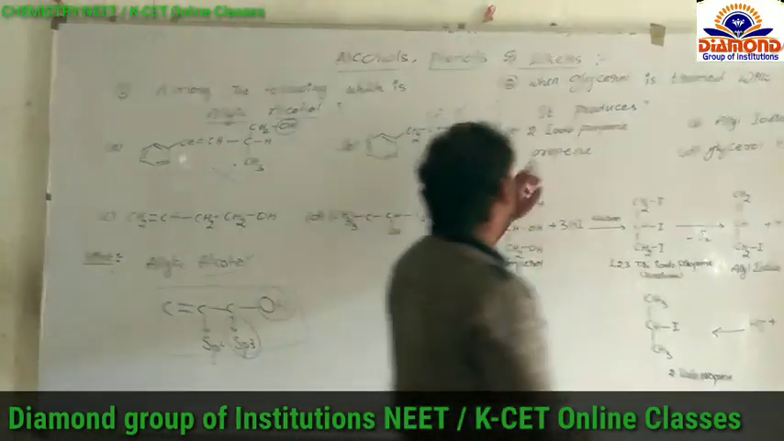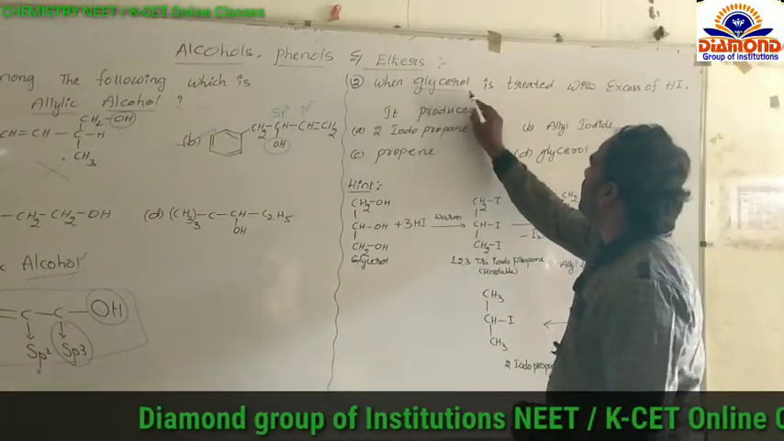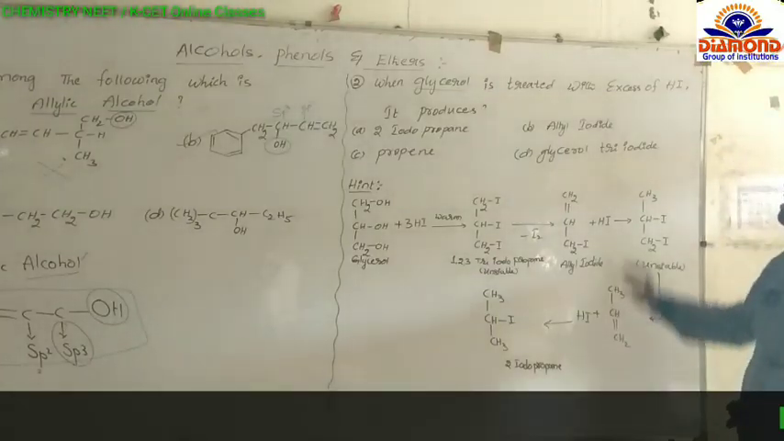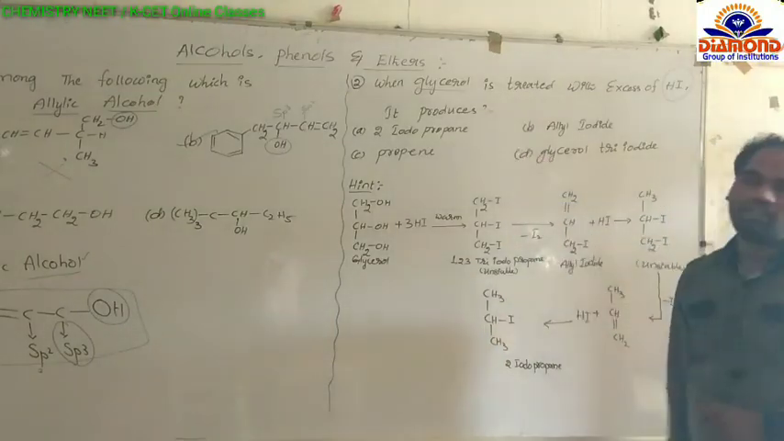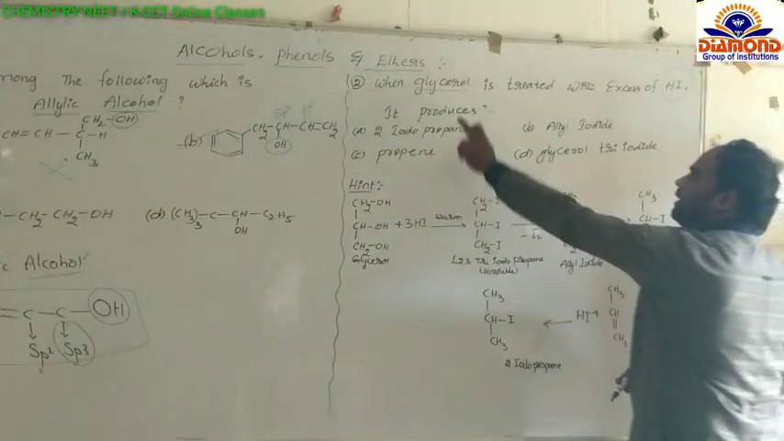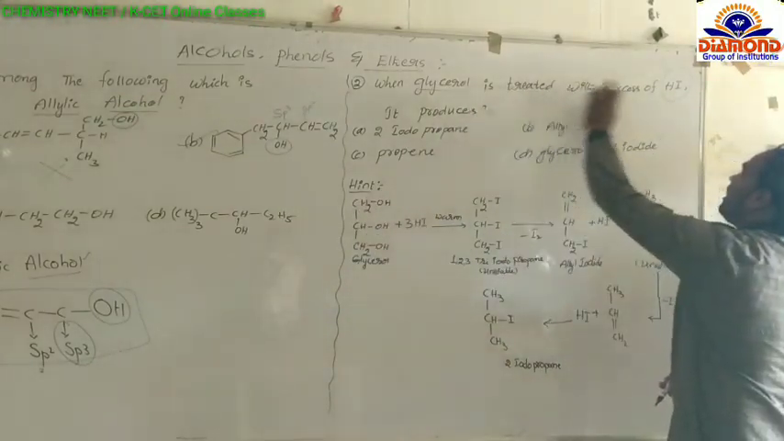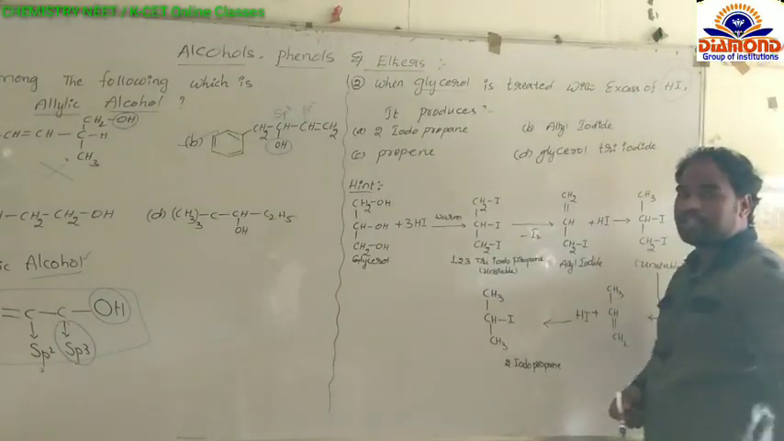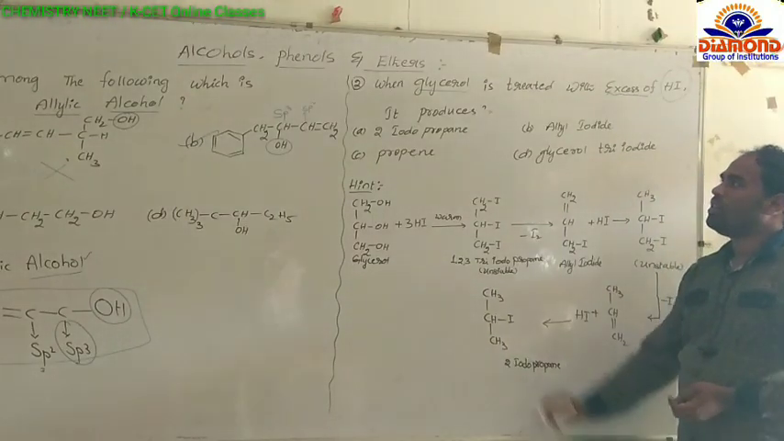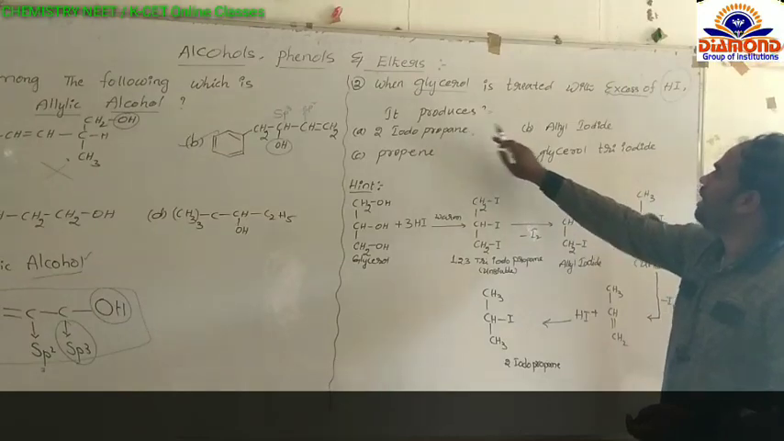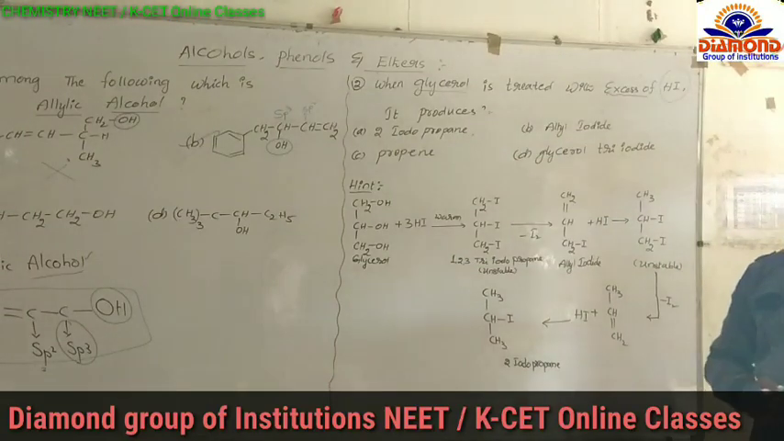Next, here is the second question. When glycerol is treated with excess of hydrogen iodide, HI, then it produces what? That is the question. This is the glycerol, students. Glycerol reacts with excess of hydrogen iodide. Then it produces what? Option A, 2-iodopropane, B, allyl iodide, C, propane, and D, glycerol triiodide.